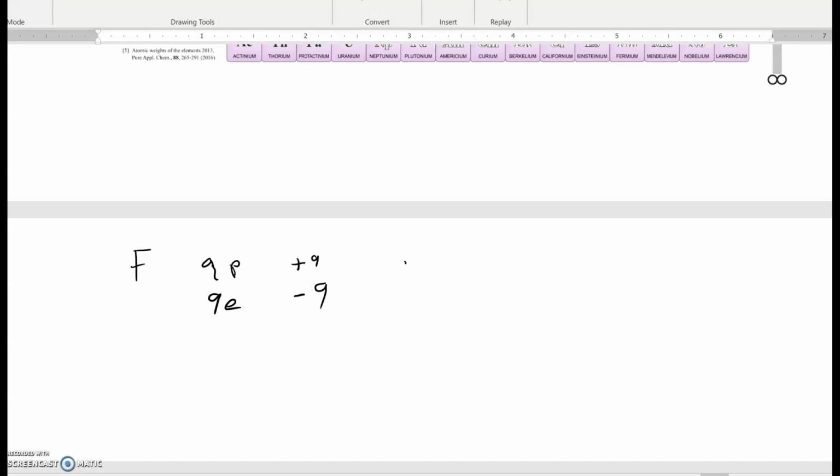Okay, so if fluorine somehow gains an electron, it'll become a fluorine ion. This has 9 pluses, 9 minuses, to add up to 0. Now we still have 9 protons, but now we have 10 electrons. So we have 10 negative charges, and that adds up to a -1.